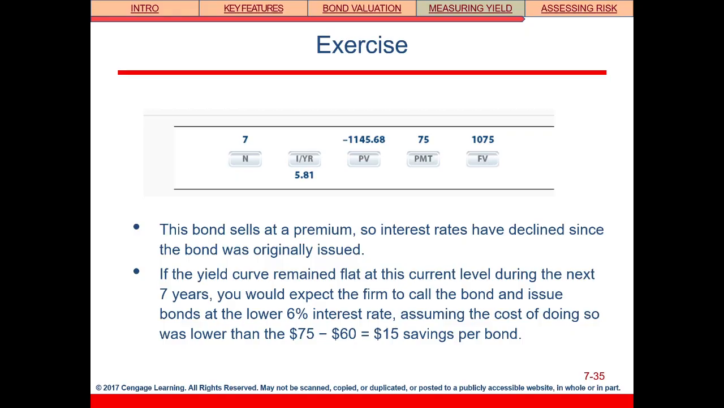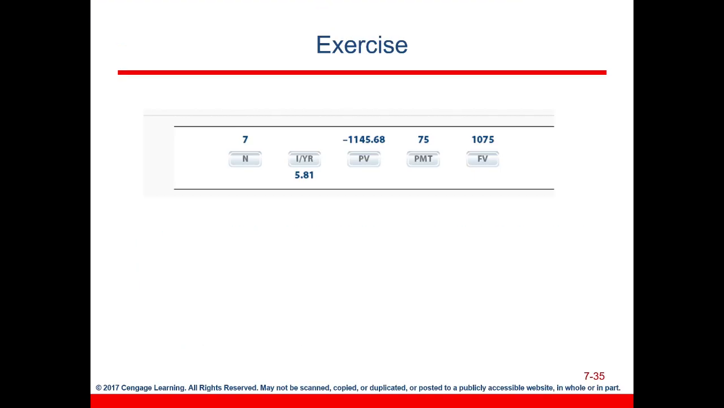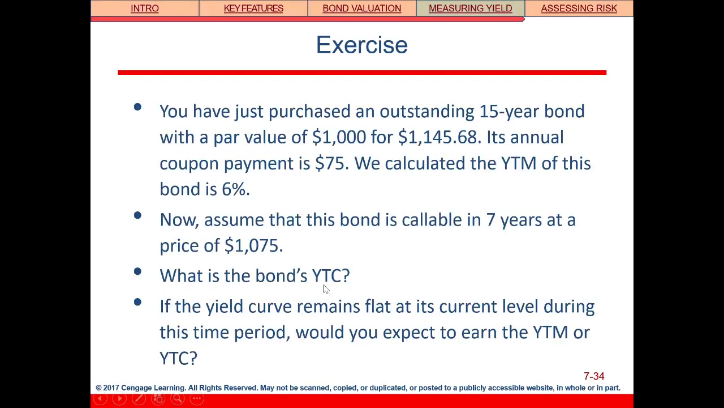Okay, now we have answered the first part of this question, that is to calculate the bond's yield to call. Then the second part of the question asks if the yield curve remains flat at its current level during this time period, would you expect to earn the yield to maturity or the yield to call? How to answer this question? We have to first understand it, right? So it says if the yield curve remains flat at its current level during this time period, what does it mean? It means that if the market interest rate remains the same, remains flat for at least a period of time, yeah, then let's say at least until maturity.